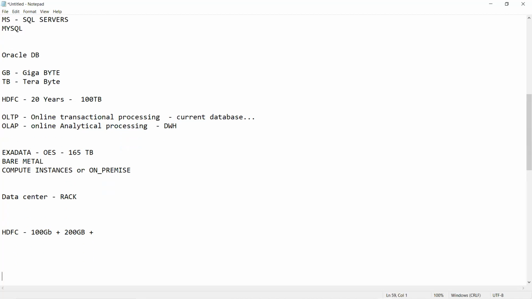Now, you have heard about SAP HANA also. SAP HANA is also one of the databases, but it's not popular like Oracle database.